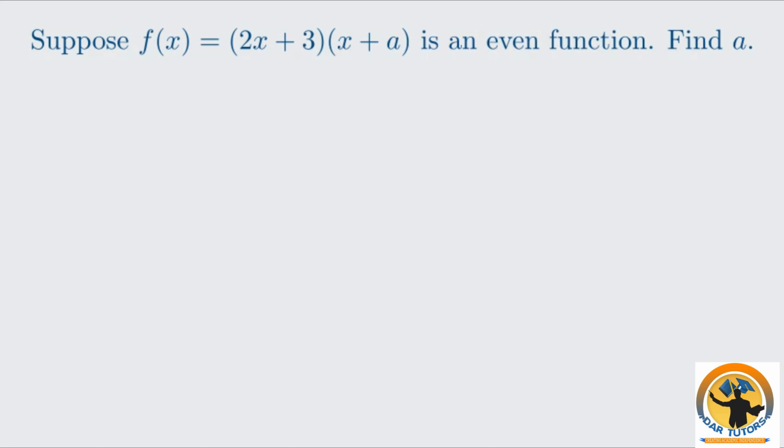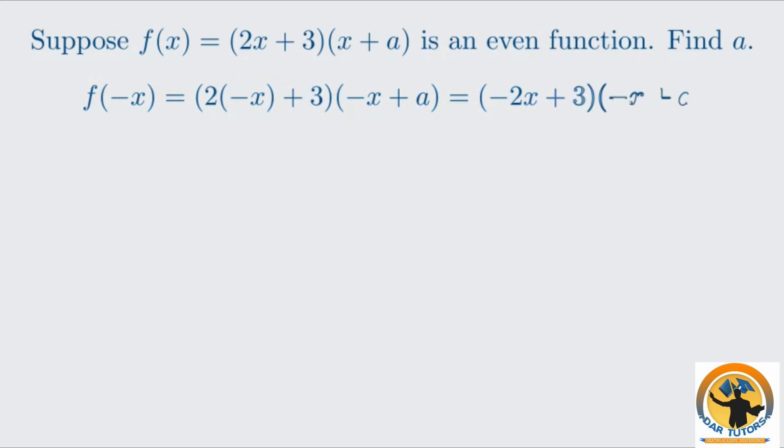The key here is to use the definition of an even function. f of negative x must equal f of x. First, let's find f of negative x. We substitute negative x for x in the expression. This gives us the quantity 2 times negative x plus 3 times the quantity negative x plus a.